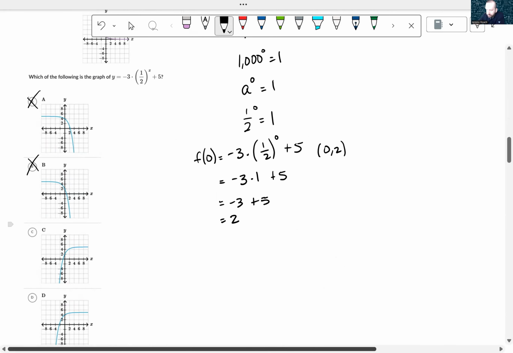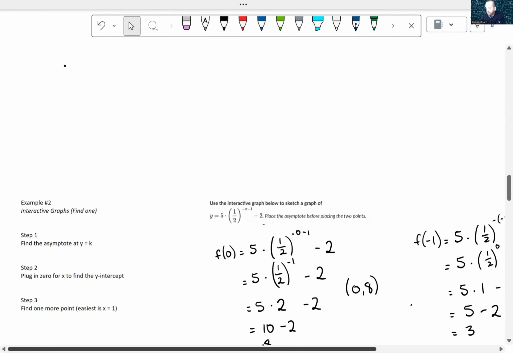And we've got that on graph C. And that's the only graph that has (0, 2). Another number that's really easy to plug in for x is, as long as there's just x there and it's not like x plus something else, we want the exponent to equal 1. That's another way that we can solve these.